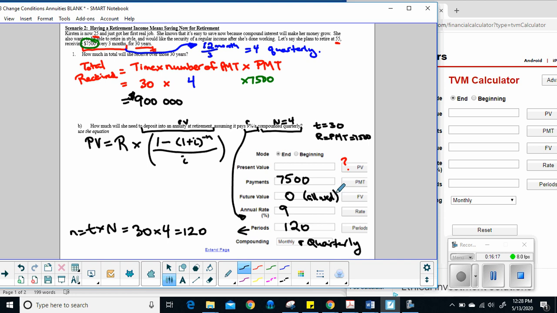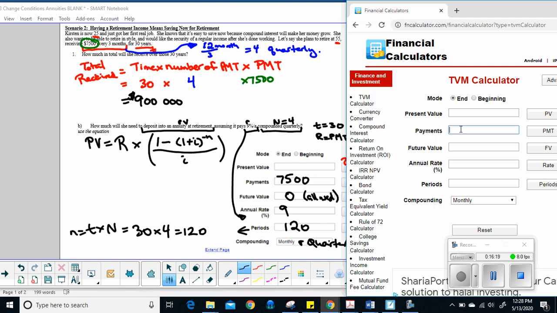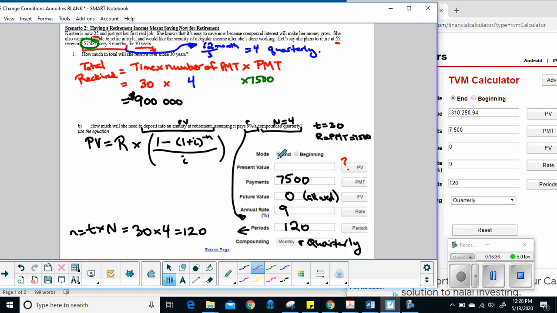Because it's all going to get used up. So we type in these numbers. So let's see, 7500. Future value 0, interest rate 9, and 120. And yes, you have to change this to quarterly. Click on PV. Oh, well, that's far more manageable than 900,000.